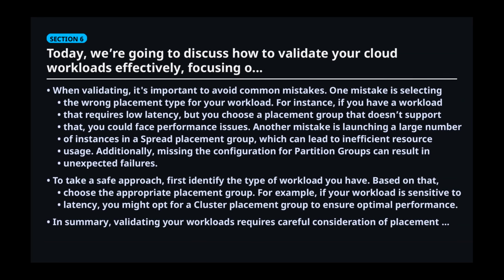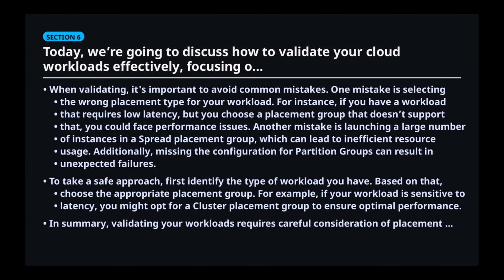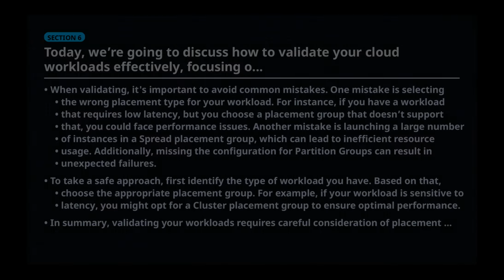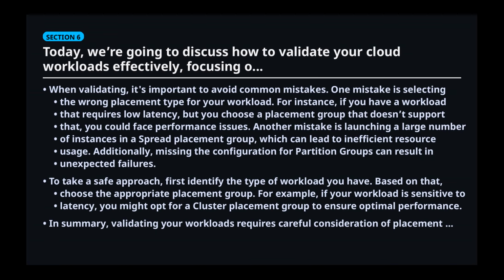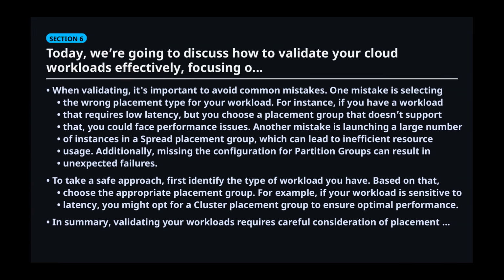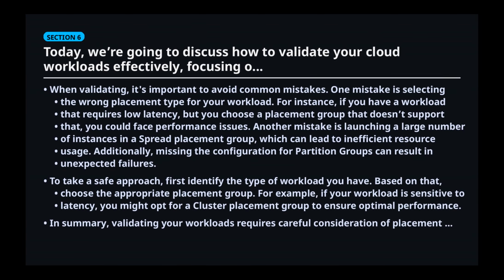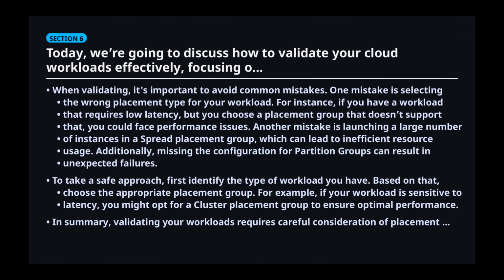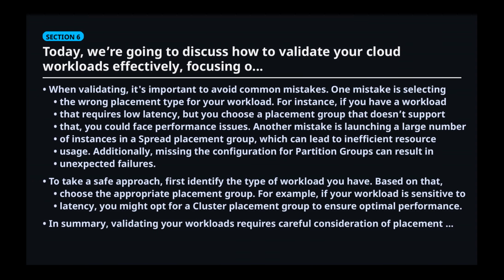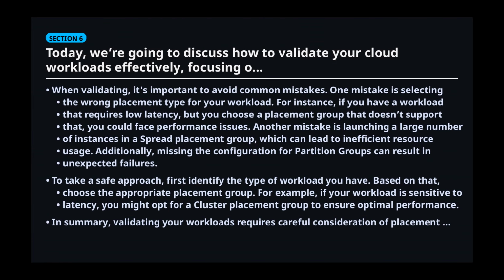When validating, it's important to avoid common mistakes. One mistake is selecting the wrong placement type for your workload. For instance, if you have a workload that requires low latency, but you choose a placement group that doesn't support that, you could face performance issues. Another mistake is launching a large number of instances in a spread placement group, which can lead to inefficient resource usage. Additionally, missing the configuration for partition groups can result in unexpected failures.